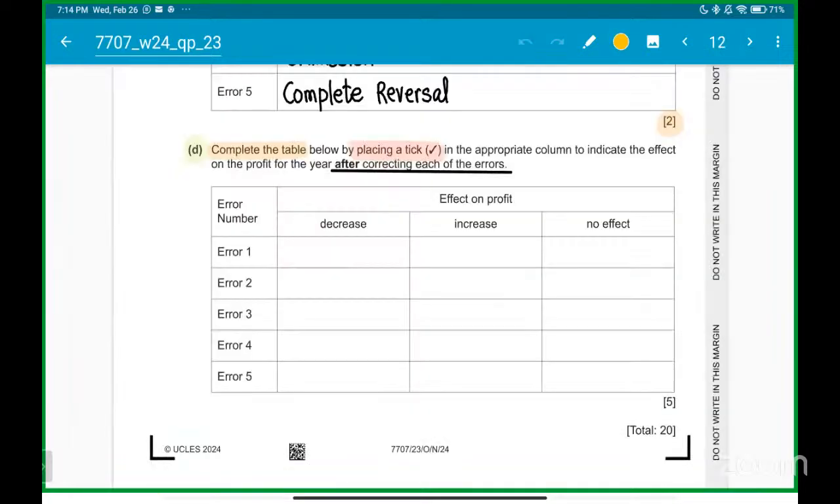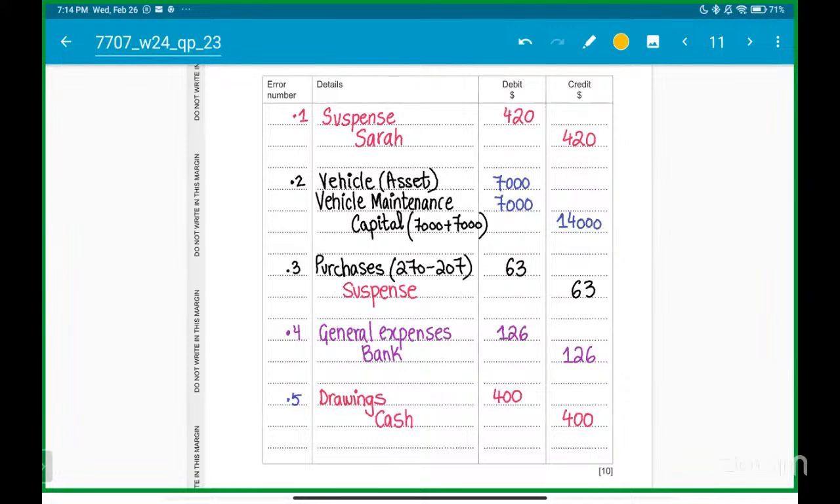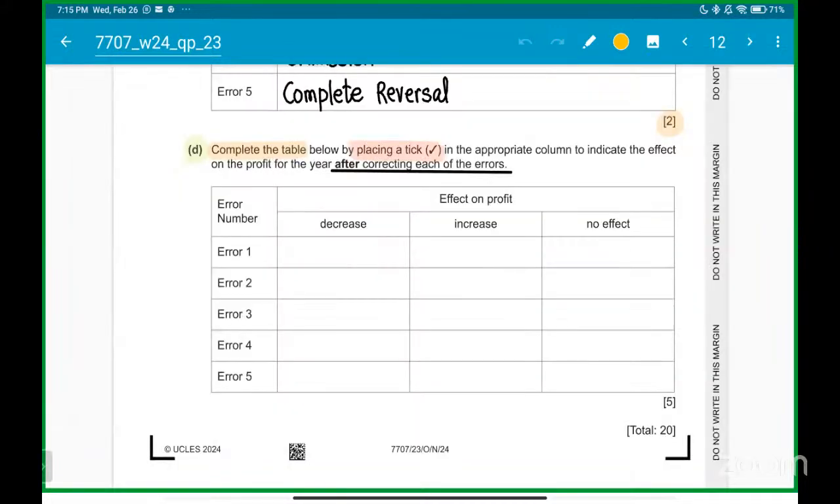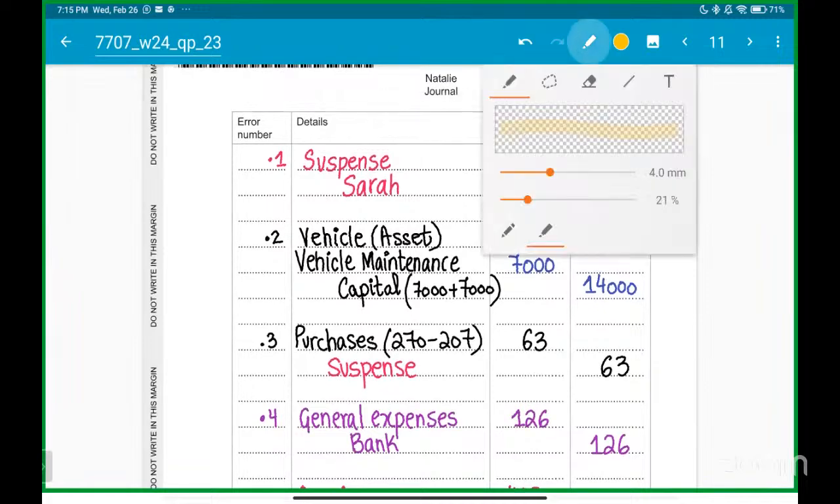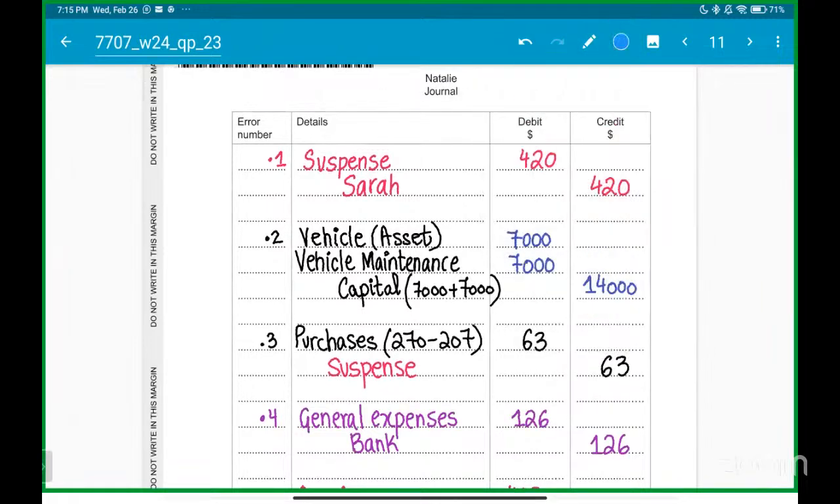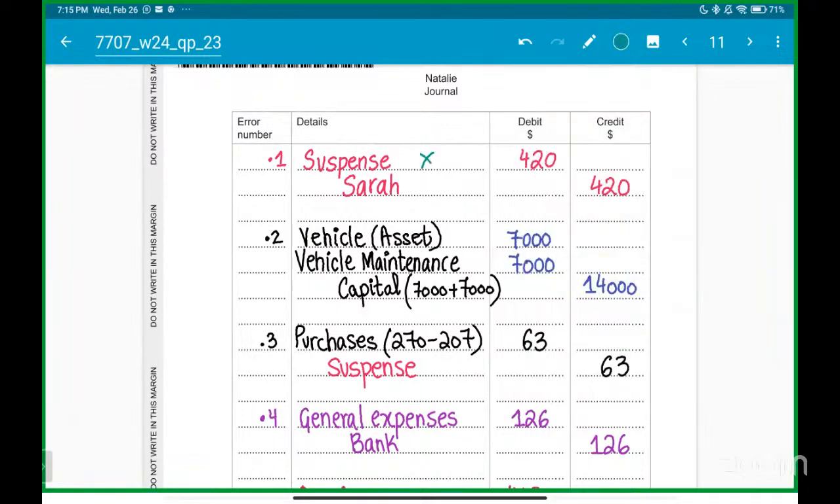The most difficult thing is to get the journal entries correct. If you get all of them correct, just like I have done it now for you guys, then what we need to understand is the effect on the profit, and everything will work out itself. So always remember, you can write down: suspense never has an effect.